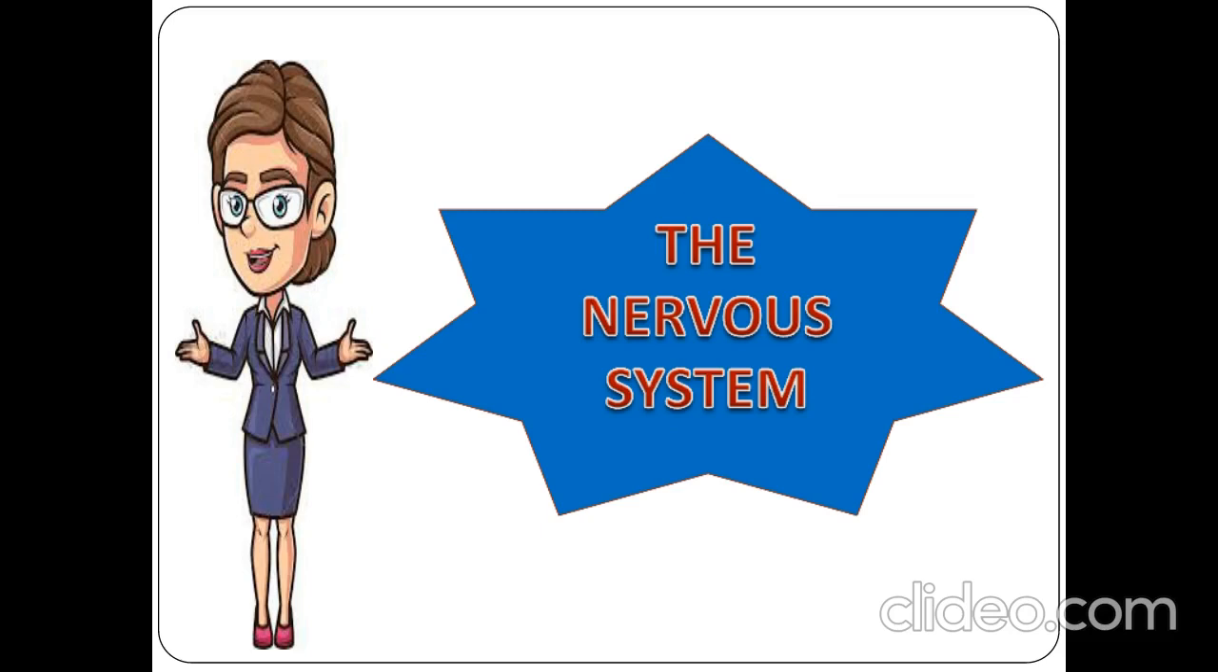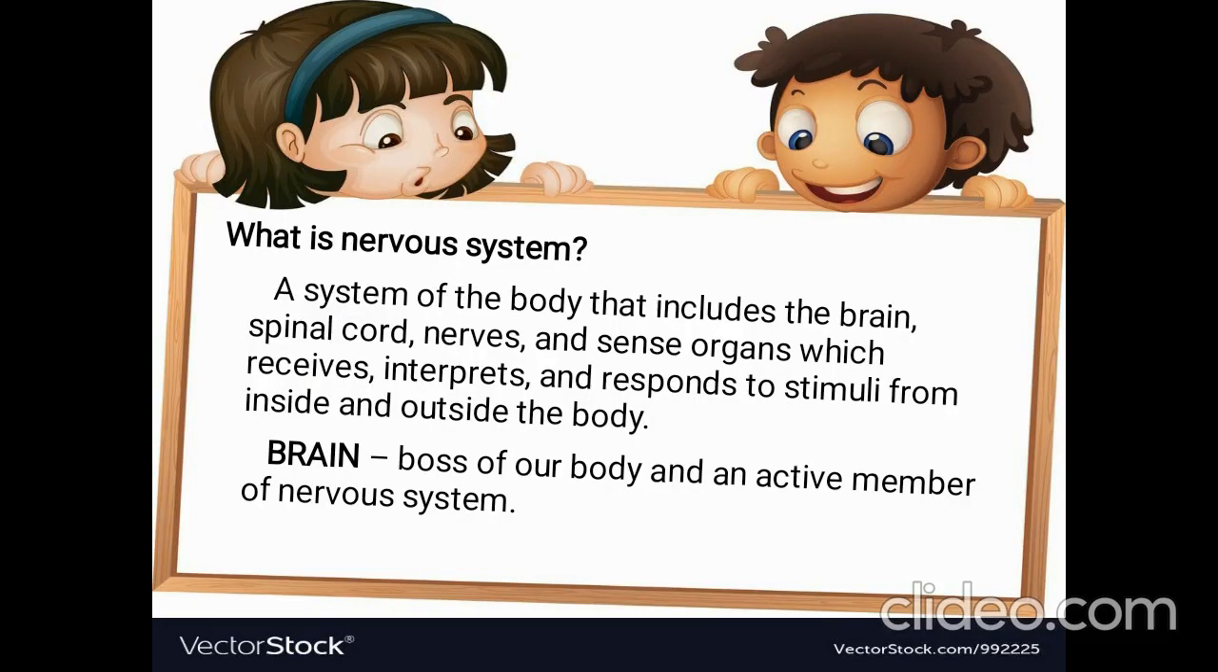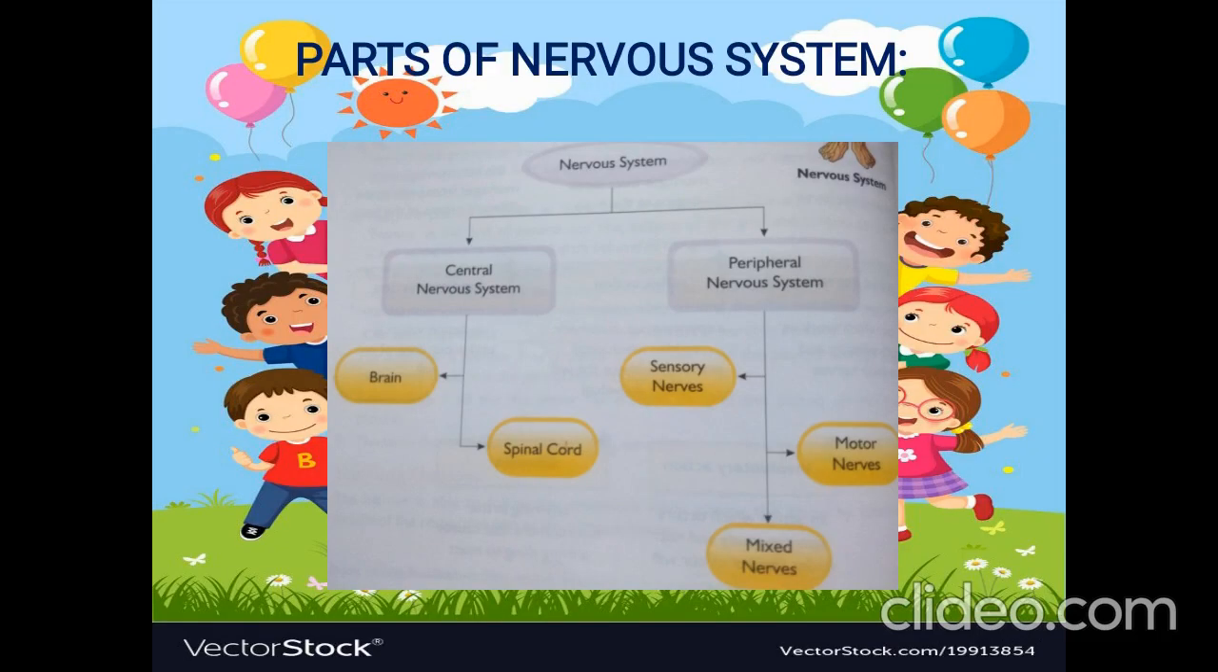What did we discuss in previous sessions, children? About nervous system. Right. So what is nervous system? Nervous system comprises of brain, spinal cord, nerves and sense organs in which the messages can be transferred to each and every part of the body to do some action. Among these, brain plays an important role.